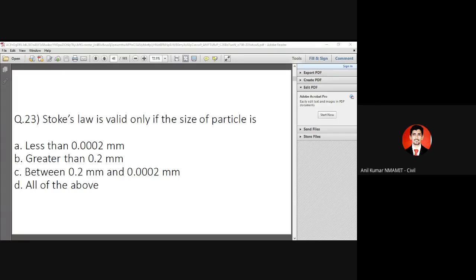Okay, fine. So Nitin doesn't know the answer. I think Manjunath is also not able to find the answer. Okay, fine. Whatever, we'll see whether the answer is C or what. Stokes law is valid only if the particle size is less than 0.002 mm, greater than 0.2 mm, between 0.2 mm and 0.0002 mm, or all of the above.